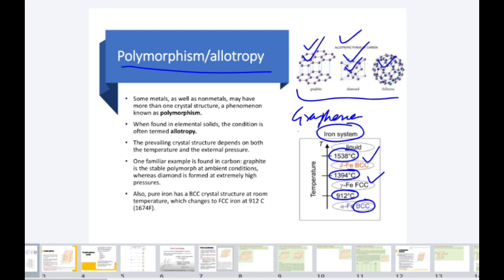So if we change the temperature or external pressure, the crystal structure of metals changes, right? One familiar example is carbon graphite, as I told you, it is written here, and then we have the iron. So what happens to the iron, right? This phenomenon is known as what? This is known as polymorphism.